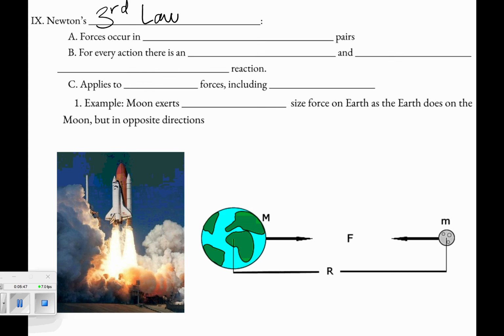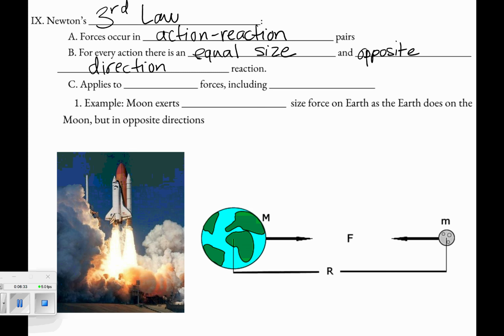then is that forces occur in what we call action-reaction pairs. Action-reaction pairs. For every action, y'all might know this one too, for every action, there is an equal and opposite reaction. Again, I'm going to add a few special words here. There is an equal size, and opposite direction reaction. Equal size and opposite direction reaction.